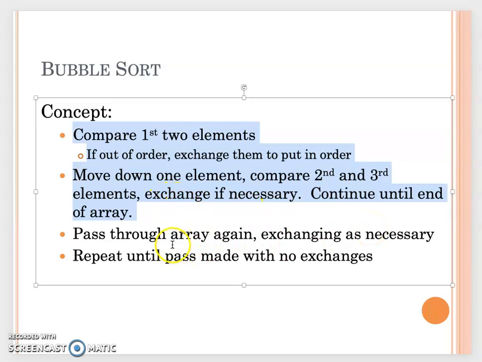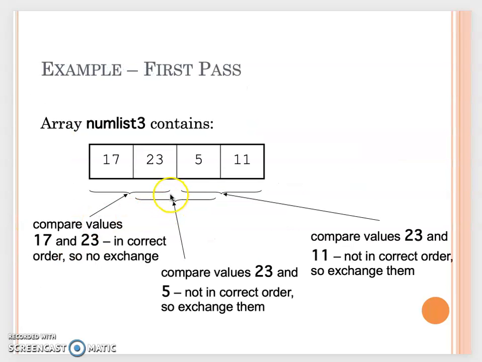So the next time when we go through the array again, we still start from the first two elements, but we go only until the last two elements. After all the iterations finish, you will have everything in the right order. So let's see here how it works.